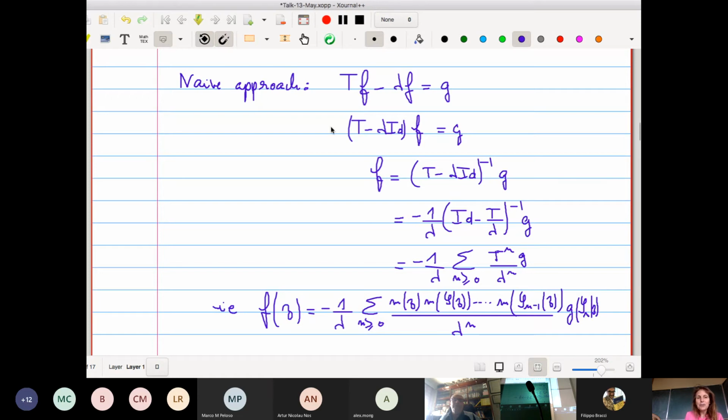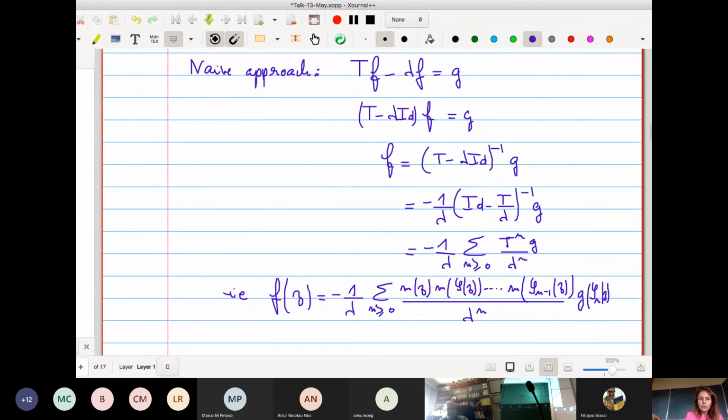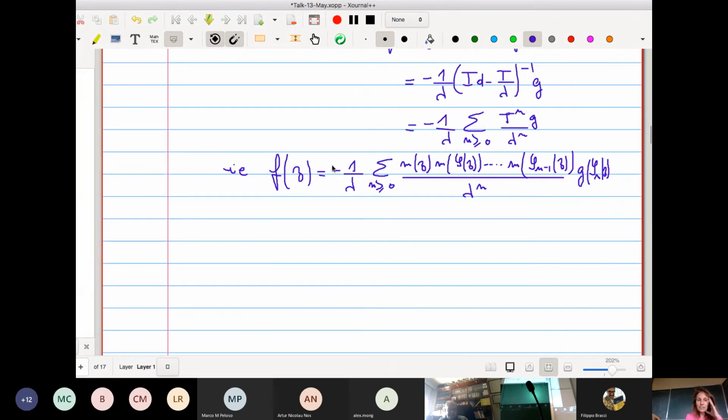Okay, so in other words, having a look at the naive approach, we can solve the equation if we are able to prove that this converges. So the problem is to find conditions to make this series convergent.